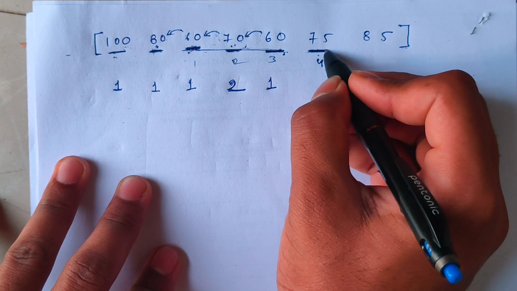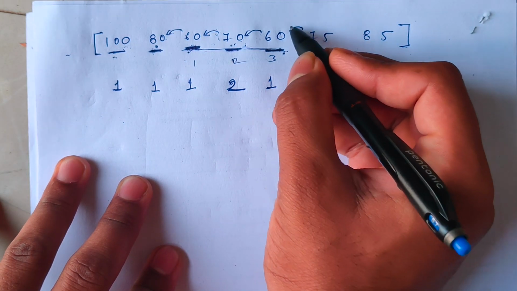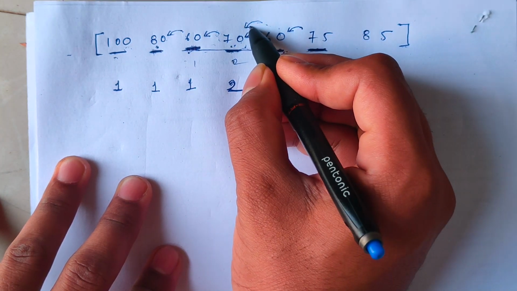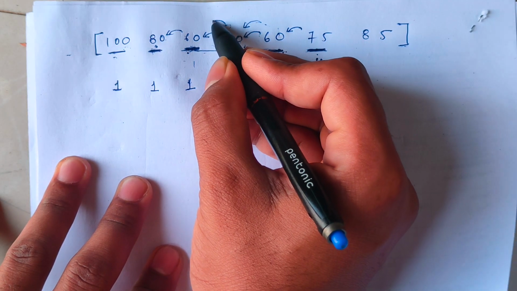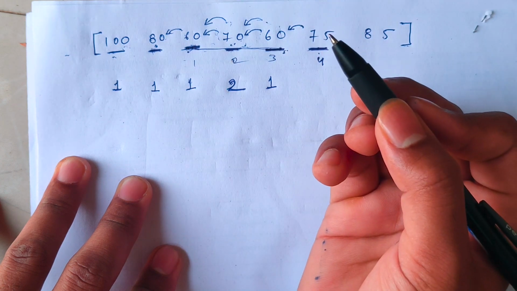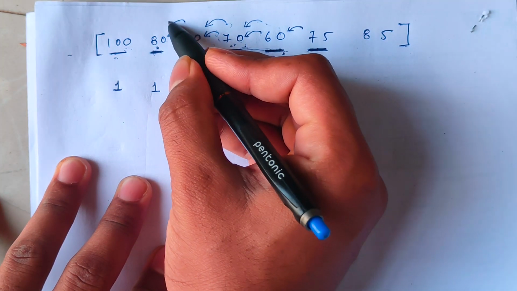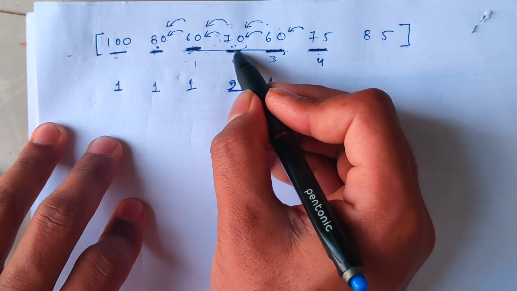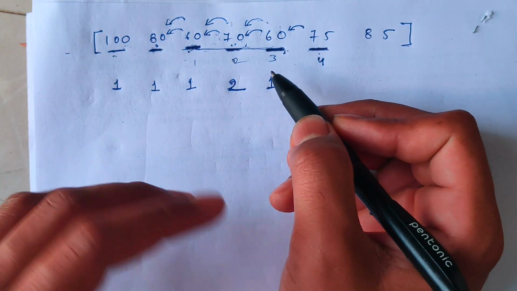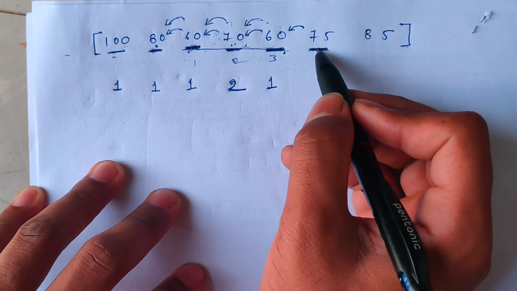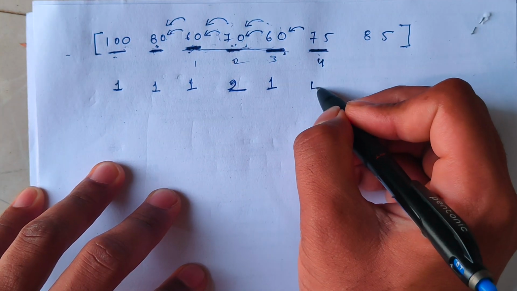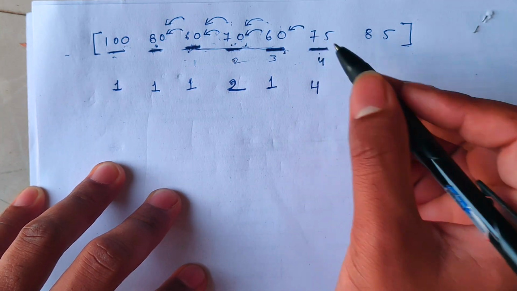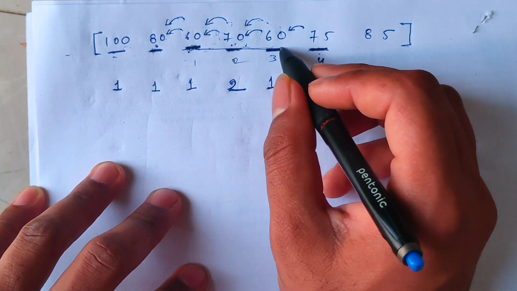Now see for 75. 60 is less than or equal to 75, then 70 is less than or equal to 75, then again we go back, 60 is also less than or equal to 75. If we go back, 80 is not less than or equal to 75, so only 60, 70, 60 are less than or equal to 75. So these are 3 and it will include itself also, so total 4 elements which are less than or equal to 75 just before 75, and these are consecutive, right?